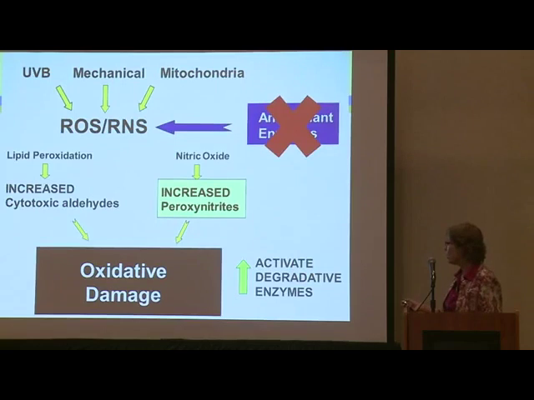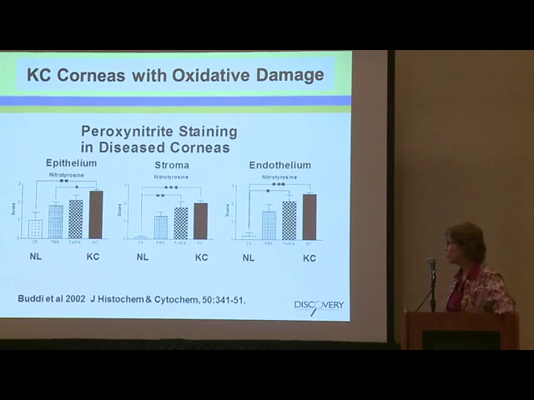So how do we know that we have elevated peroxynitrites? There was a study done in 2002, and what this group did, actually it was our group, is we took normal corneas and keratoconus corneas, and then we took corneas that had other diseases, and we analyzed for the amount of peroxynitrites. And you can see in the epithelium, the stroma, and the endothelium, the keratoconus corneas had much, much higher levels of the peroxynitrite than the normals, and even higher levels than corneas from other diseases.